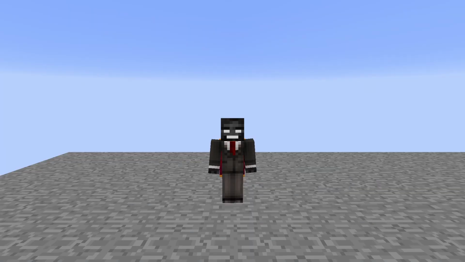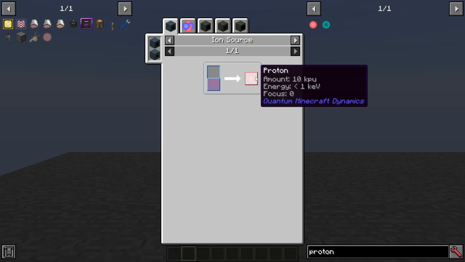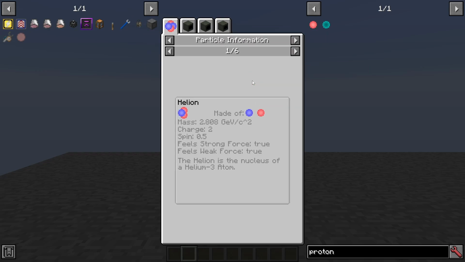Particles and particle beams are QMD's unique addition to the TechMods ecosystem. Every particle beam is defined by 4 properties. The first one is the particle, which itself also has 2 important properties. A, the mass, which is measured in electron volts over c² and shows how easy it is to accelerate or bend it. And B, the charge, which shows if you can accelerate or bend it in the first place. A particle with a charge of 0 can't be accelerated or bent.